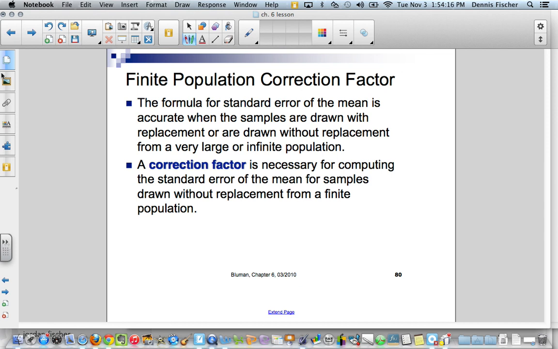The formula for the standard error of the mean is used when samples are drawn with replacement, or are drawn without replacement from a very large or infinite population. A correction factor is necessary for computing the standard error of the mean for samples drawn without replacement from a finite population. The last problem we had was with replacement. We put the value back in. This is drawn without replacement, or from a finite population. That means we know the population, right?